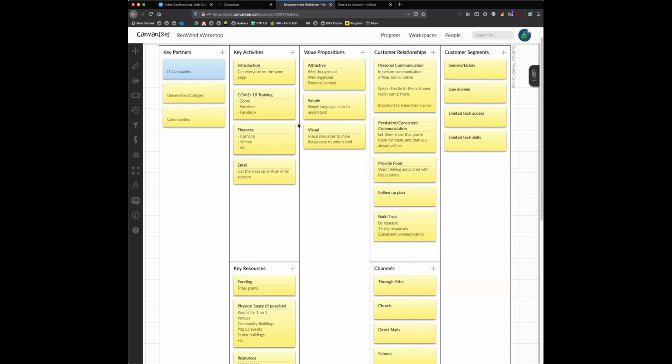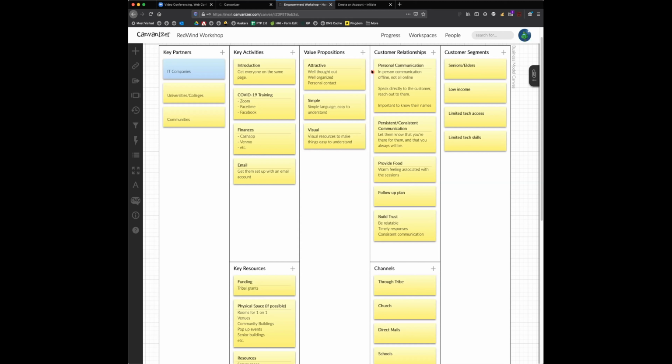And then value propositions. What makes us stand out? Why would we want them to choose us over someone else who's maybe offering similar programs? And so in this category, we thought it should be attractive, of course. It needs to be well thought out. So we need to have a plan. We need to be organized. We need to have a personal contact for our program. But we also want it to be simple.